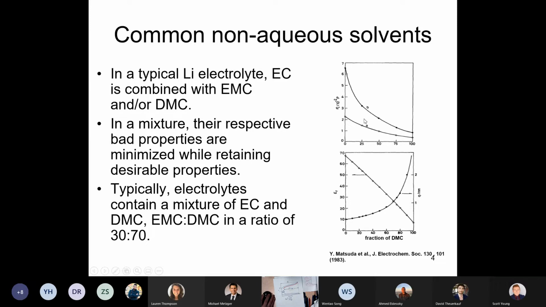We'd have to actually look at the paper to know what curve A and curve B represent. But this is the idea, right? You pick a blend that gives you properties that are good enough for what you want.